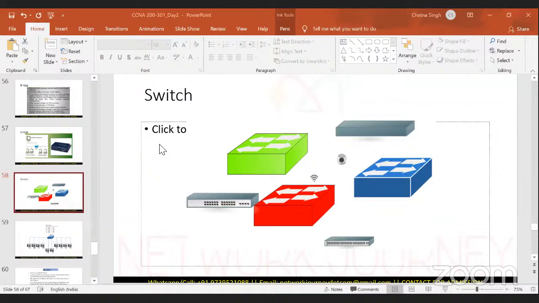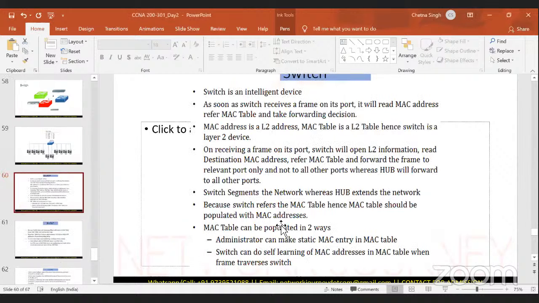How does a switch function? What characteristics does a switch have? Very, very important. So, guys, just wake up if you have fallen asleep because of the lot of theory we just discussed. Coming to the switch, firstly, as I said, it's a layer 2 device. It's an intelligent device.